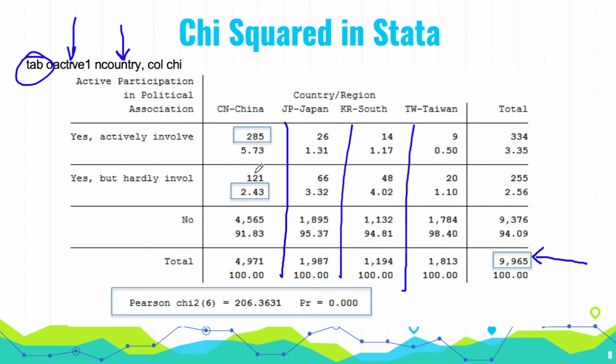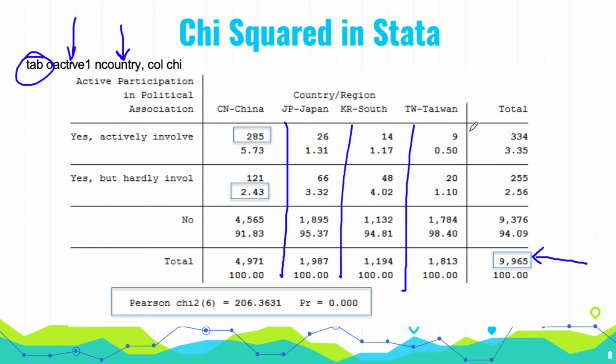Similarly, if we go down each column, this total represents adding everybody together who responded who was from China. 285 folks plus 121 folks plus 4,565 folks equals this total. All the people who responded who were from China, 4,971 folks. When we're doing calculations, you need to remember that there is a difference between the total row and total column and the actual data at the intersection of each possible variable.